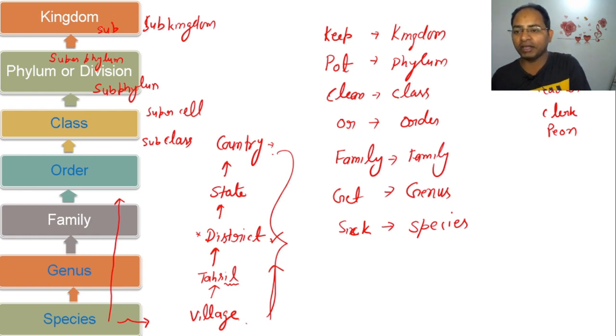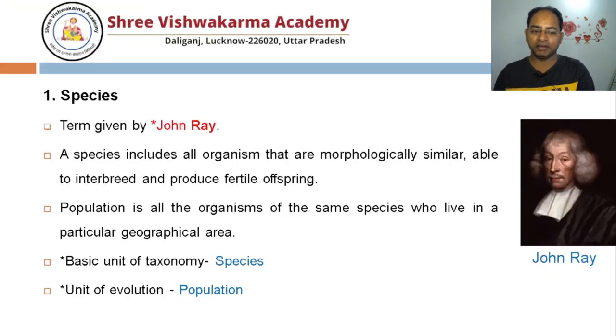Likewise, in one kingdom, there are many phyla. In one phylum, there will be many classes. In one class, there will be many orders. Under order, there will be many families. In one family, there will be many genera. And in one genus, there may be many species. All right. So let's understand each category from down to upside one by one.